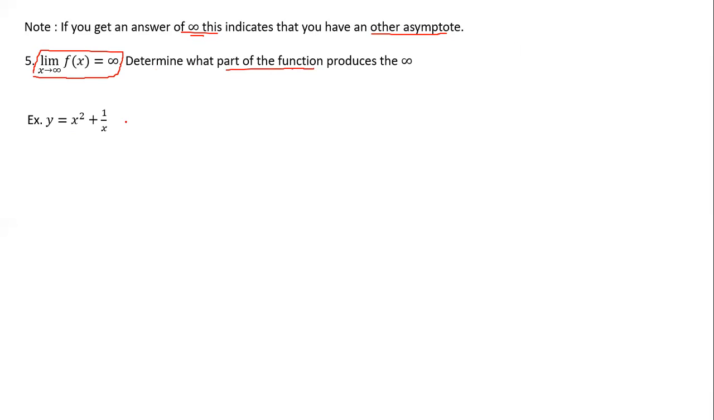For example, x squared plus 1 over x. If you calculate the limit as we approach infinity, this part goes to 0, and this gives us an answer of infinity. So where is the infinity coming from? It's coming from x squared. So the other asymptote is y equals x squared.